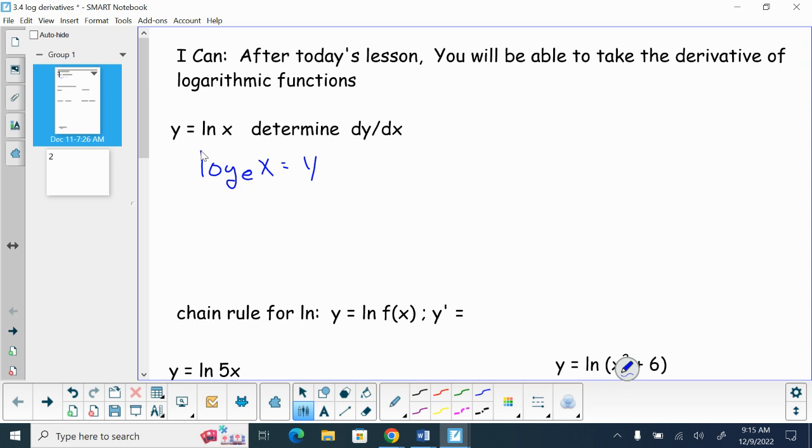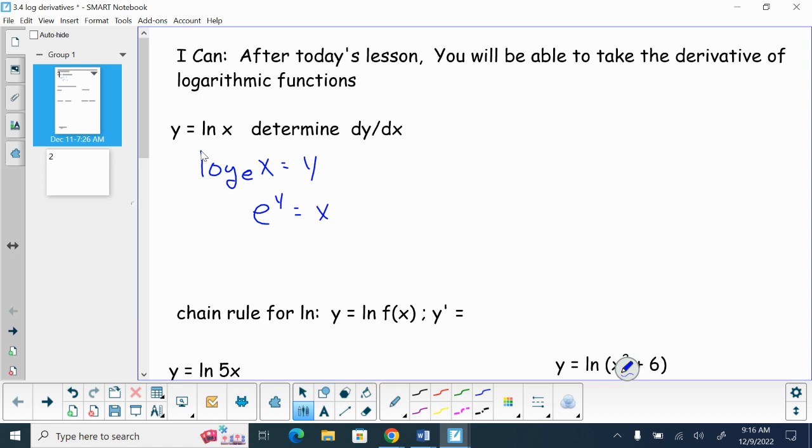So let's take it out of the logarithmic form into an exponential form. How can we rewrite log base e of x equal to y? e to the y equals x. Our base is e, our exponent is y, our value is x. And let's use our technique that we utilized yesterday. That's implicitly differentiate.